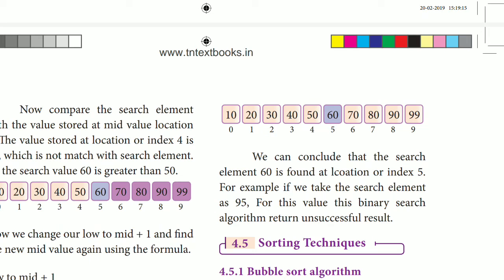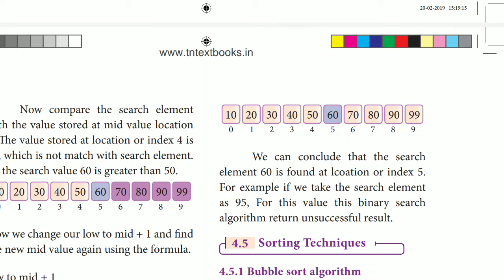For example, if we take the search element as 95, which is not in the list, the result will be shown as an unsuccessful result. So this is a way of searching data in a given group of data. Today we have seen two types of searching algorithm: one is linear search and the next one is binary search.